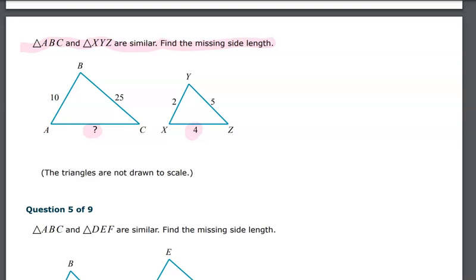Then in a different color, I'm going to pick another side. Again, it doesn't matter which side, if these triangles are similar. I could do 10, I could also do 25, but I'm just going to do 10 because it's a smaller number. So what's the same side as 10? Well, it's 2. From here, I'm going to create my proportion. So I'm going to do x over 4 is equal to 10 over 2. You can cross multiply and divide.